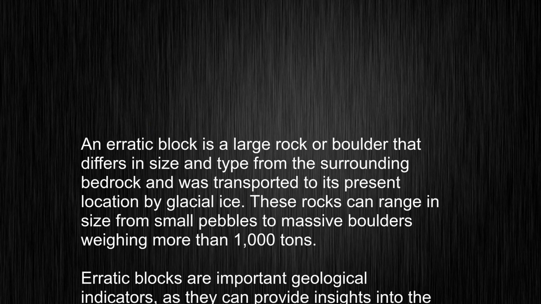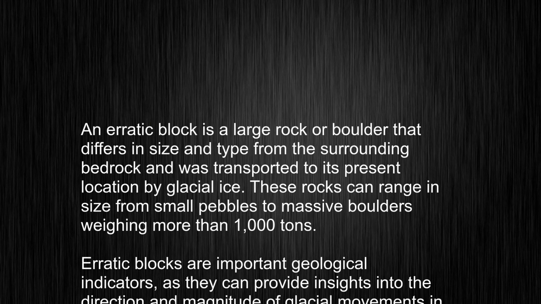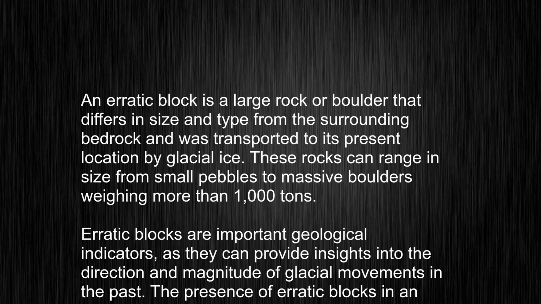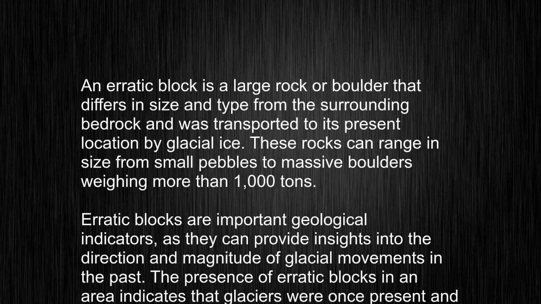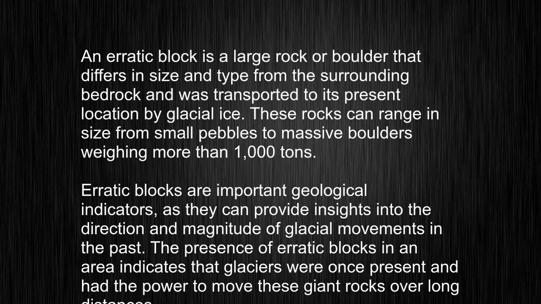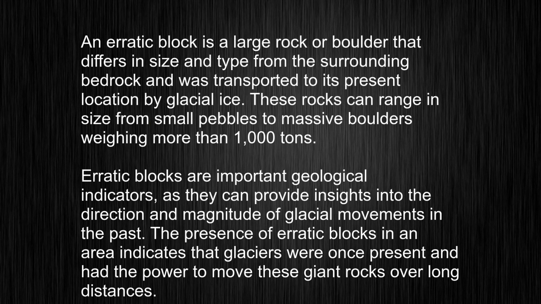An erratic block is a large rock or boulder that differs in size and type from the surrounding bedrock and was transported to its present location by glacial ice. These rocks can range in size from small pebbles to massive boulders weighing more than 1,000 tons.